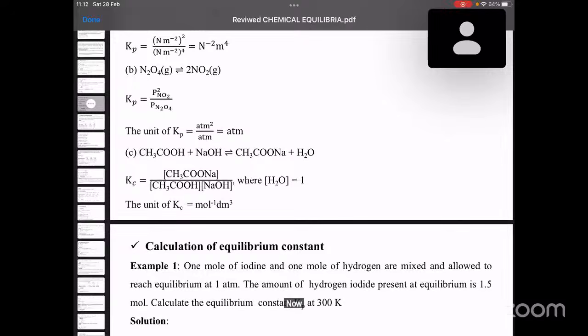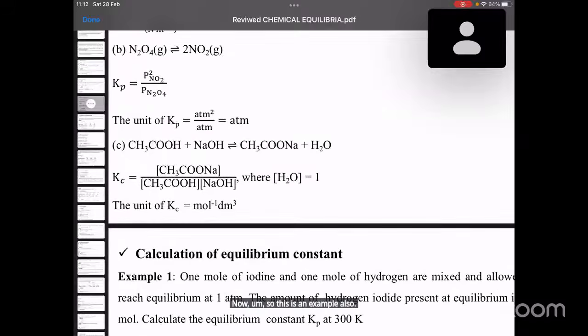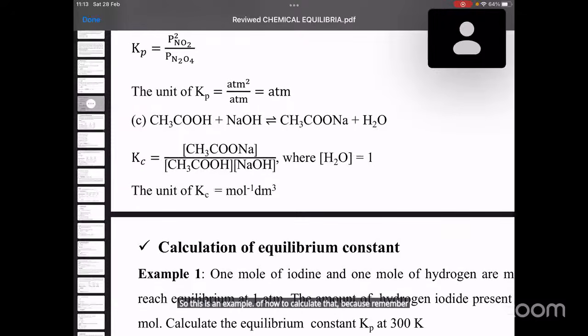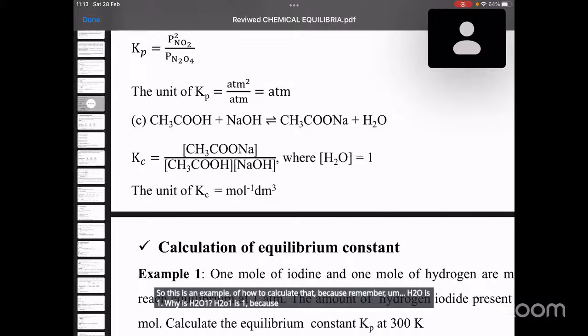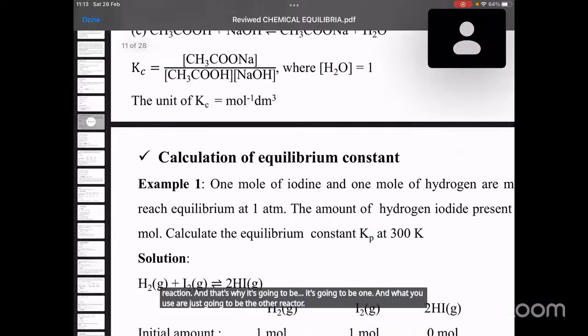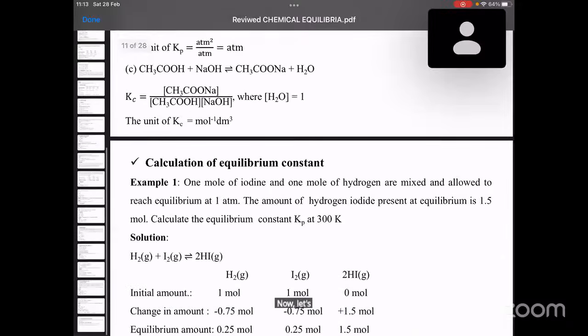Now, this is an example also of how to calculate that, because remember, H2O is 1. Why is H2O 1? H2O is 1 because in this reaction, the concentration of H2O is not going to be changing. Water is going to be in excess. And because its concentration is not changing, it's of no effect to this reaction. And that's why it's going to be 1. And what you use are just going to be the other reactant. Now, let's look at varieties of examples of how to calculate equilibrium constant.